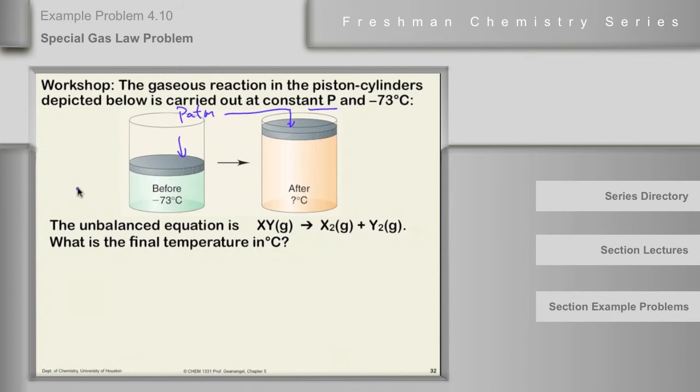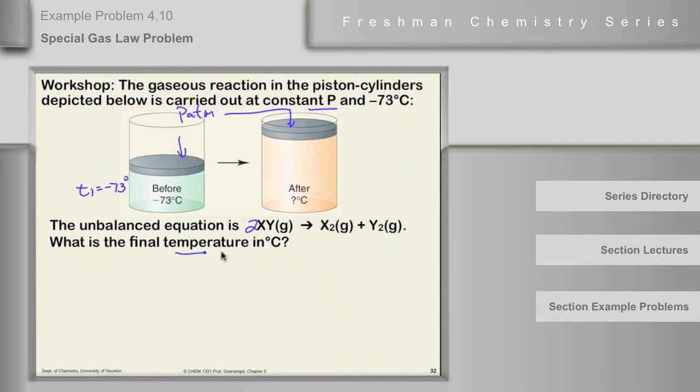So T1, lowercase t1 here, is minus 73 degrees Celsius. And the equation shows you what happens when we go from condition number 1 to condition number 2. A chemical reaction happens. XY goes to X2 plus Y2. Well, wait a minute, that's not balanced. Let's put a 2 in here. Now it's balanced. And that's important because we need to know whether the number of moles changes during this process.